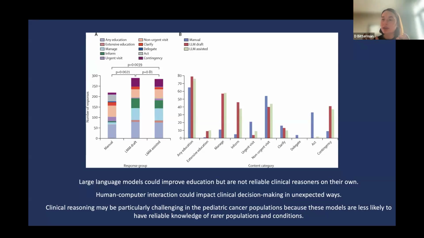And you know, as you get into rarer populations, you can expect the models are going to provide less high quality information because that's going to be less well represented in the pre-training data set.